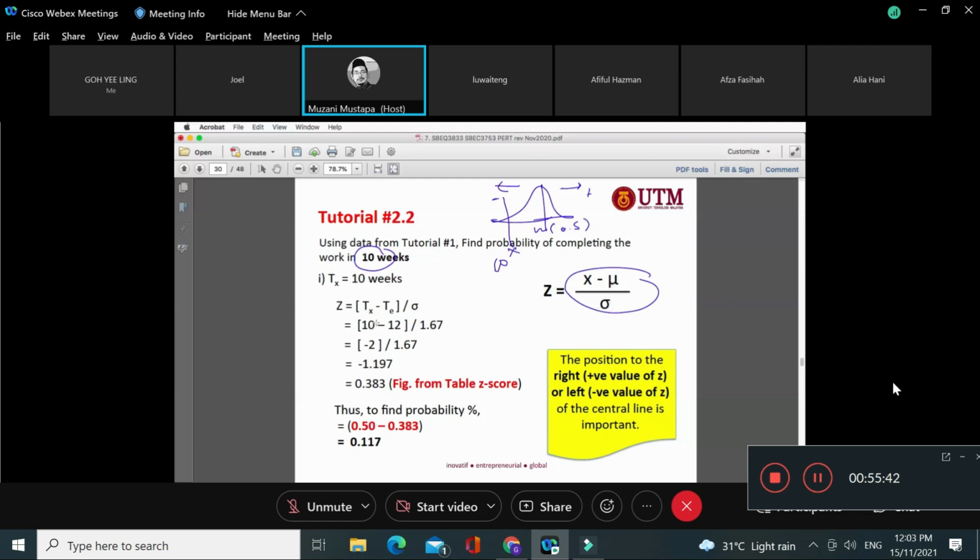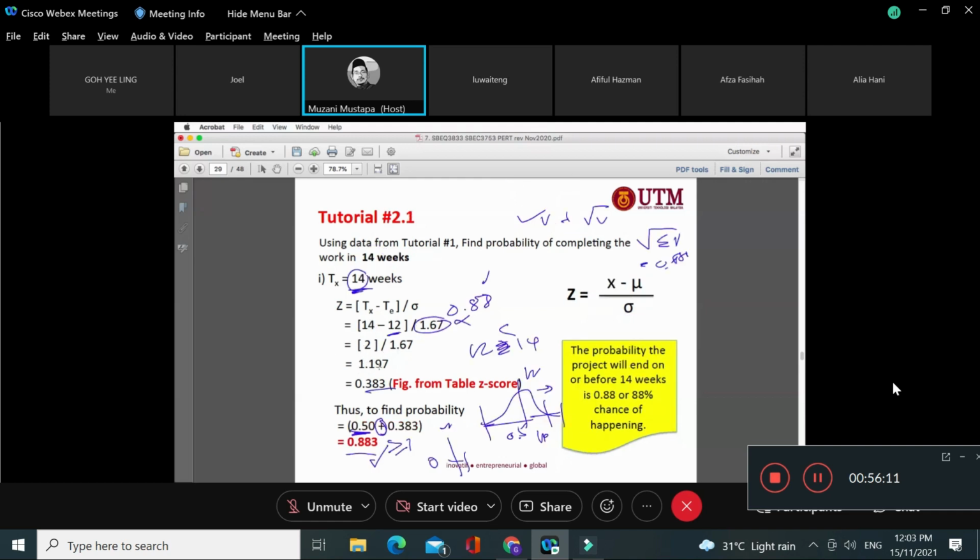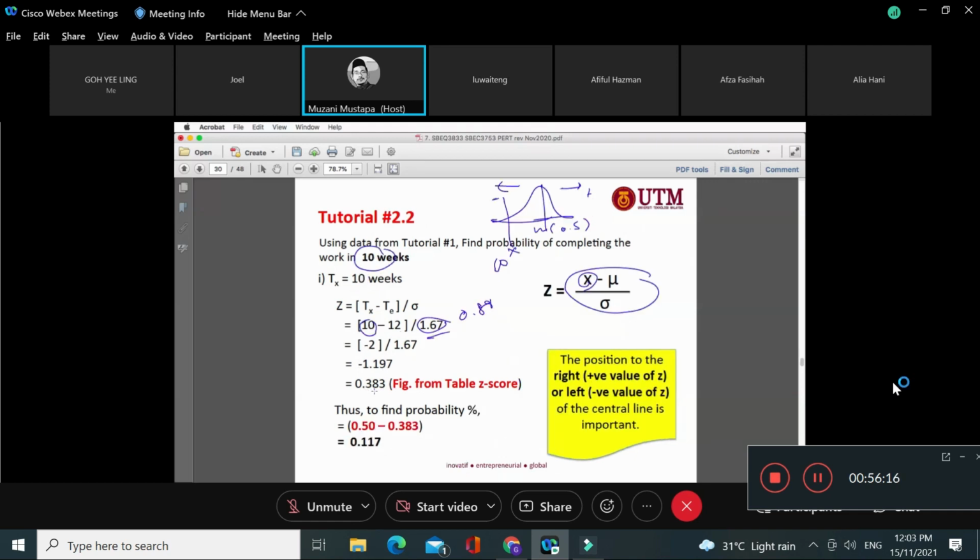So you see, I still maintain the number even though it is negative, because I use x even if it is lower than the mean, so 10 minus 12 is negative 2, right? So divide by sigma, or 0.88 if we follow the example in tutorial 1. For tutorial 2 just use 1.67, so negative 2 divided by 1.67, you get the same number but negative in front. Similar to the earlier 1.197, so I just put the score 0.383. Same as 0.383, right?